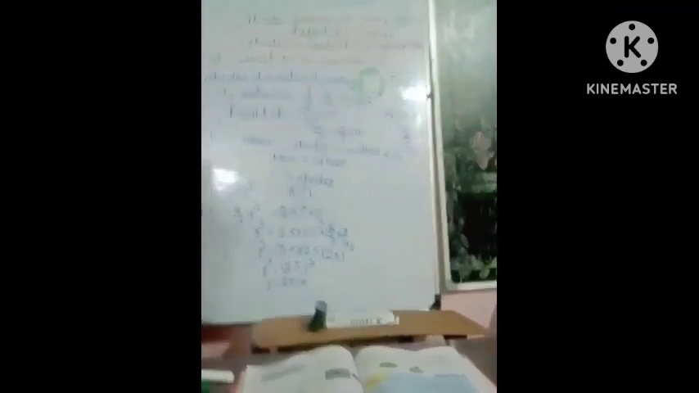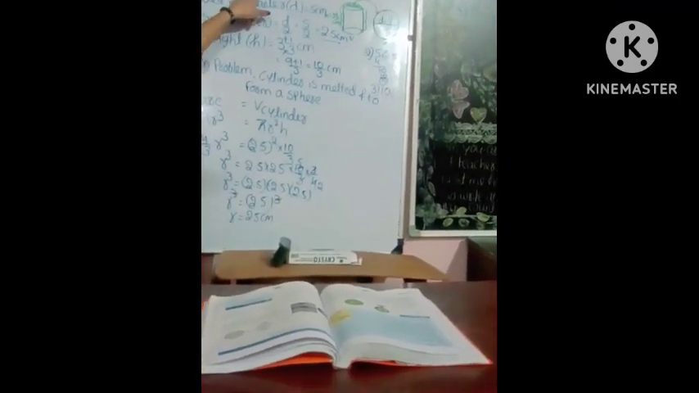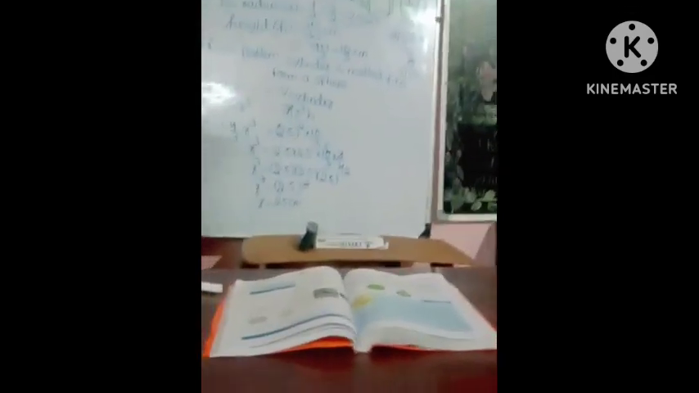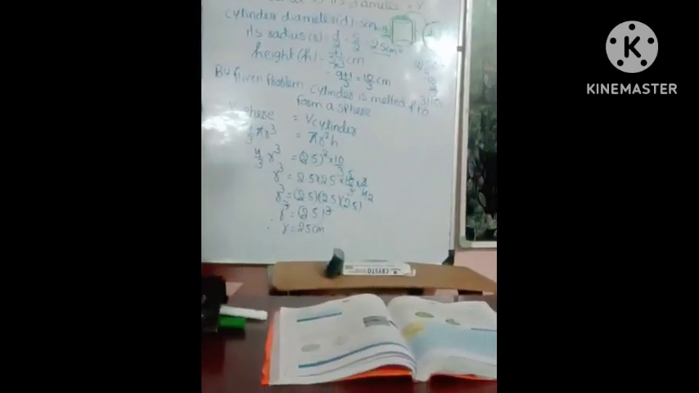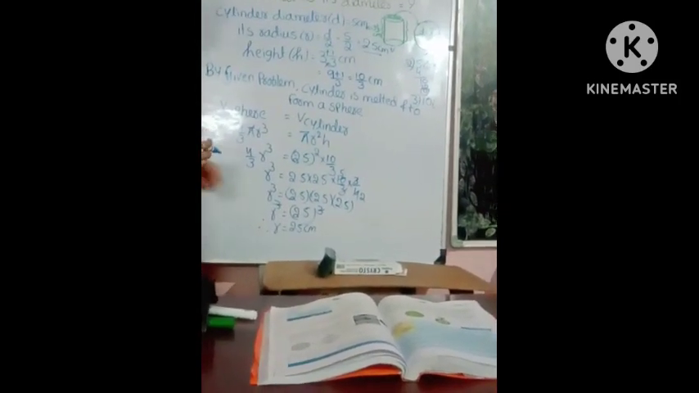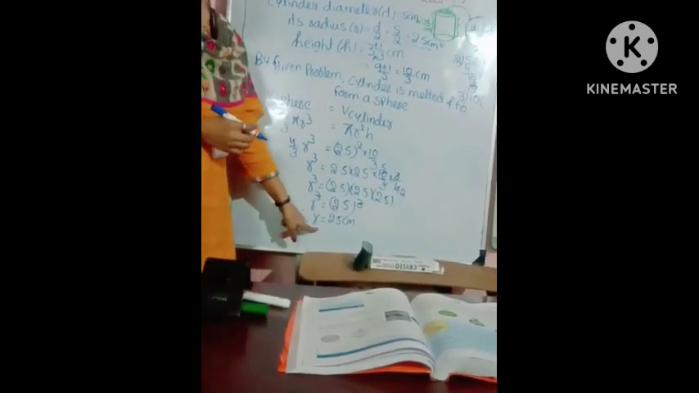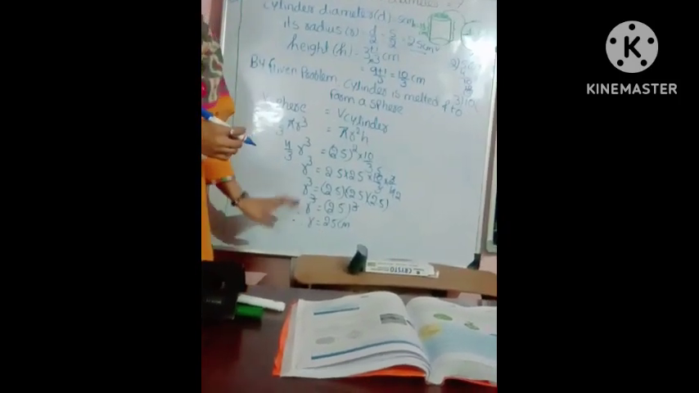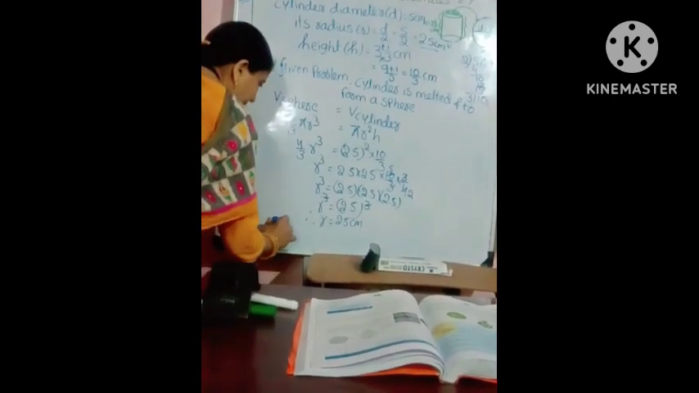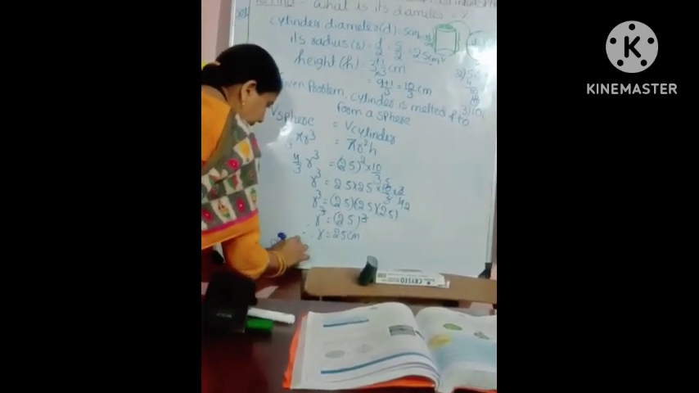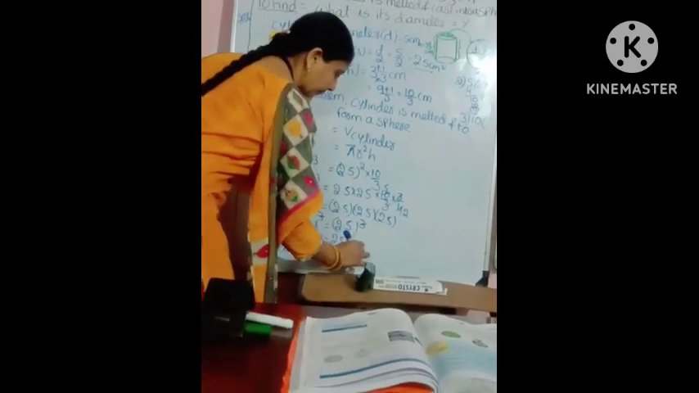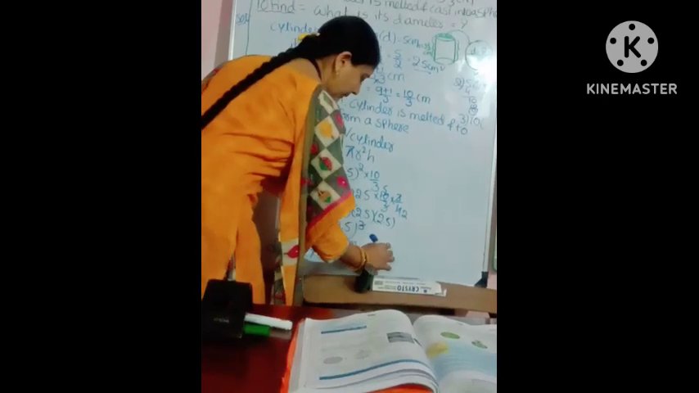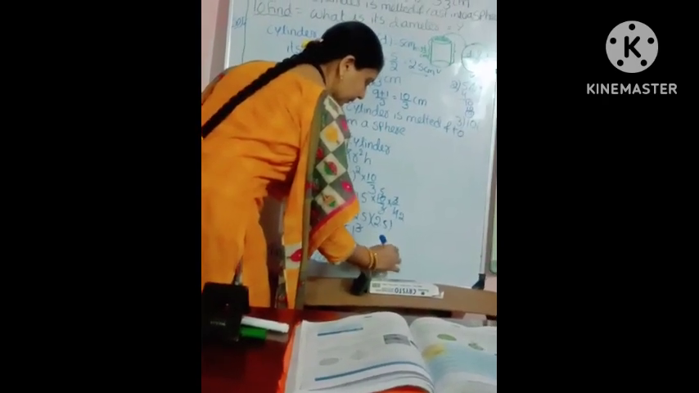Yes, got it. But what is asked in the given question? The diameter is asked, not the radius. Here we got the radius, so we want the diameter. How will you find the diameter from the radius? You already know that 2 times the radius is equal to the diameter. So the diameter D is equal to 2 times the radius.